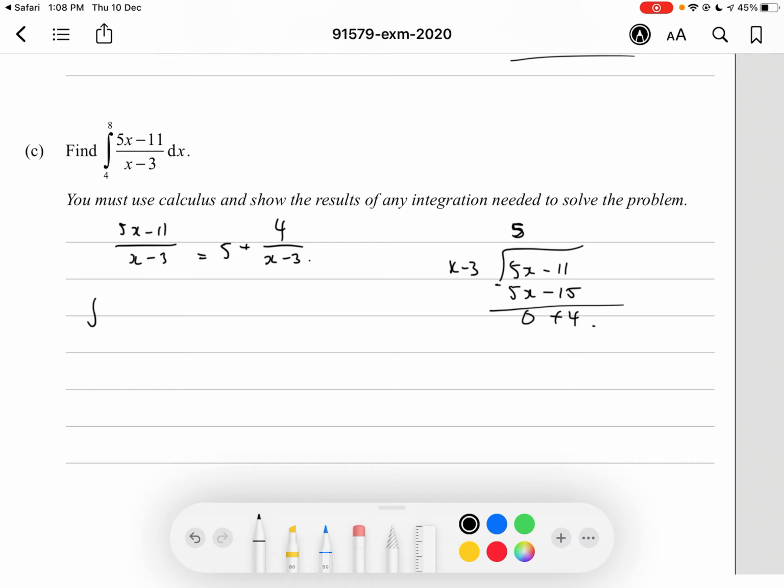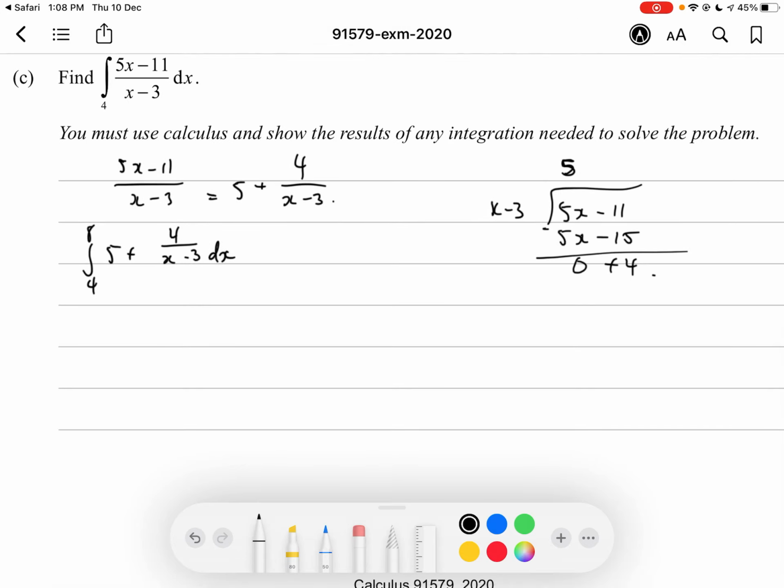So now this question is asking us to find the indefinite integral of 5 plus 4 over x minus 3 dx. So we can just use our integration here. We say that 5 integrates to 5x, and for 1 over x minus 3, the derivative of x minus 3 is just 1. So therefore, this will just be plus 4 ln of x minus 3.